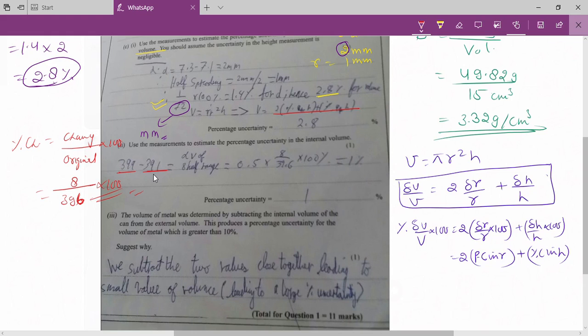Okay, so in that condition, suppose that we are subtracting the two, external minus internal, then you will get that change in volume. That's right. External volume, this produces a percentage uncertainty for the volume of the metal which is greater than 10%. Yes, because you are getting that 15%. Because external minus internal is a very small quantity, the least value, so it will always be greater than 10. Because 15 is the least value that you are getting, which is greater than 10, so that's your answer, that's it.